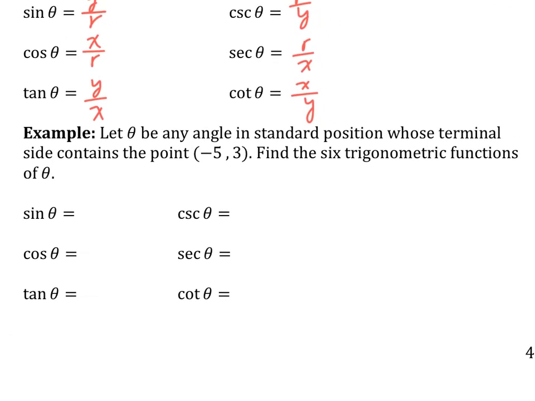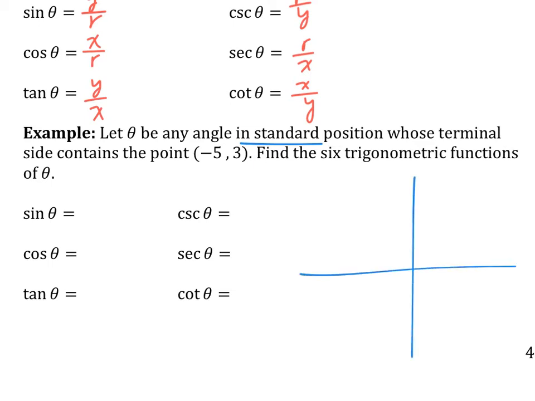Let theta be any angle in standard position. Standard position means that the initial side is on the positive x-axis. So they're just like standard. This side doesn't move and the terminal side moves. In standard position, whose terminal side contains the point negative 5, 3, find the 6 trigonometric functions of theta.